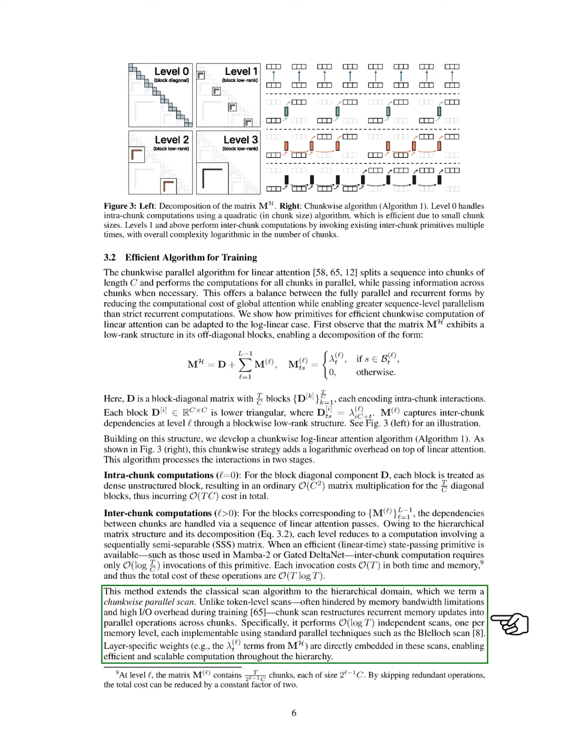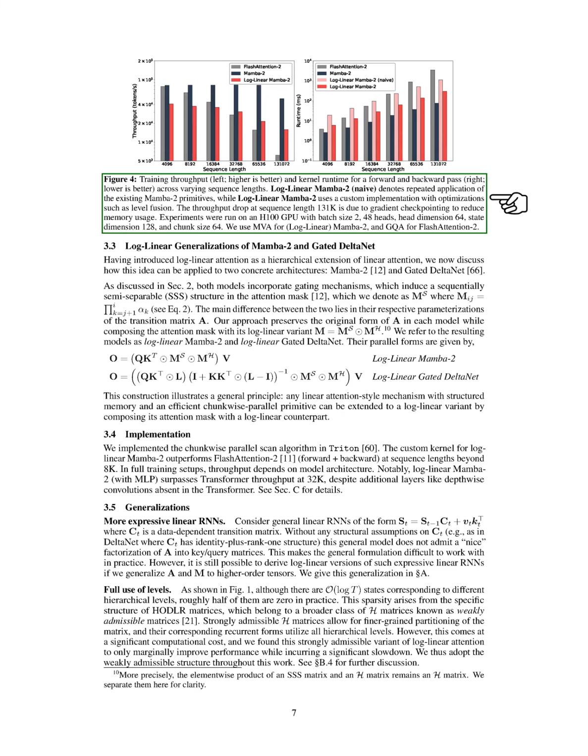Section: Log linear generalizations of Mamba 2 and Gated DeltaNet. In this section, we introduce log linear attention as a hierarchical extension of linear attention and explore its application to two specific architectures, Mamba 2 and Gated DeltaNet. Both models utilize gating mechanisms that create a semi-separable structure in the attention mask. The key difference between them is how they parameterize the transition matrix.